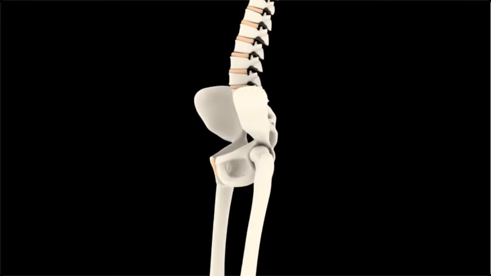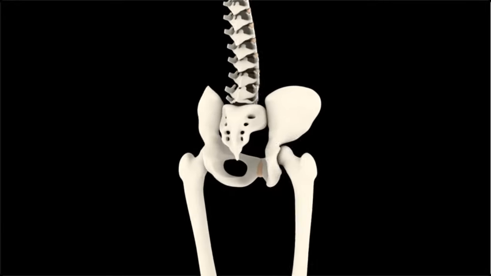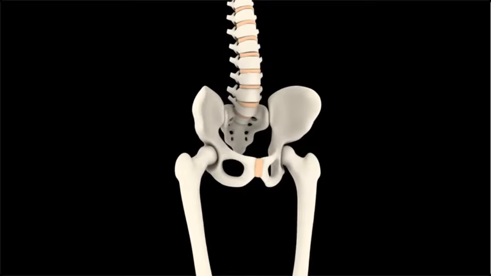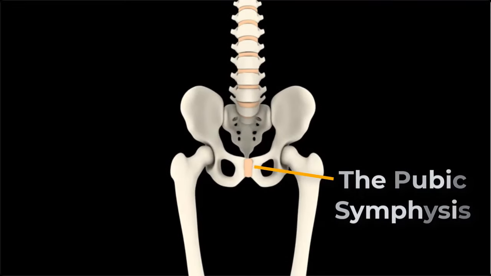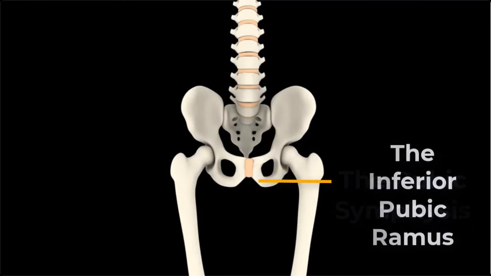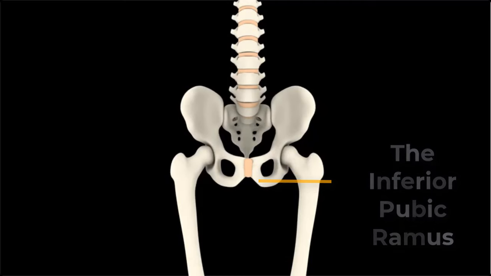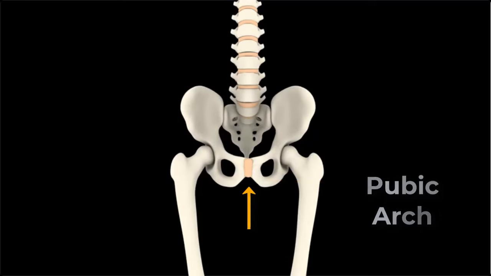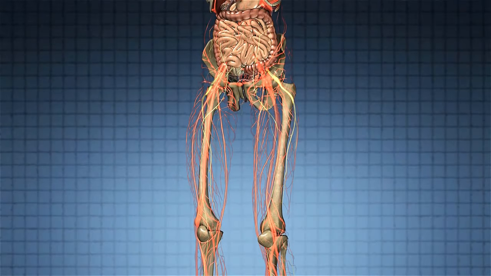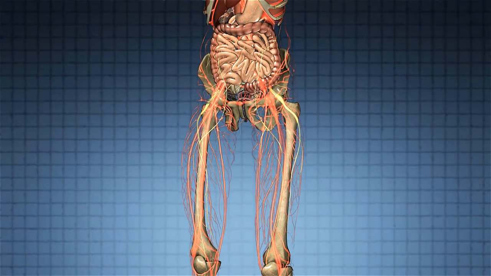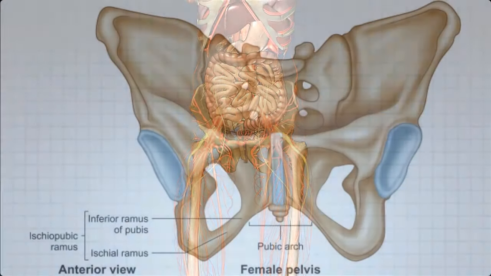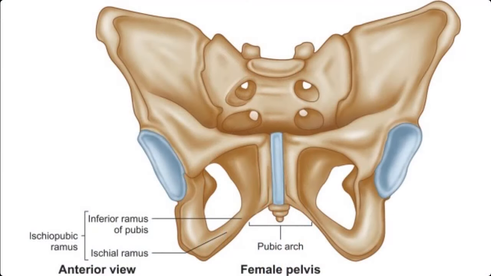The pubic body is joined to the pubic body of the opposite hip bone by the pubic symphysis. Extending downward and laterally from the body is the inferior pubic ramus. The pubic arch is the bony structure formed by the pubic symphysis and the bodies and inferior pubic ramus of the adjacent pubic bones. The inferior pubic ramus extends downward to join the ischial ramus. Together, these form a single ischiopubic ramus, which extends from the pubic body to the ischial tuberosity.